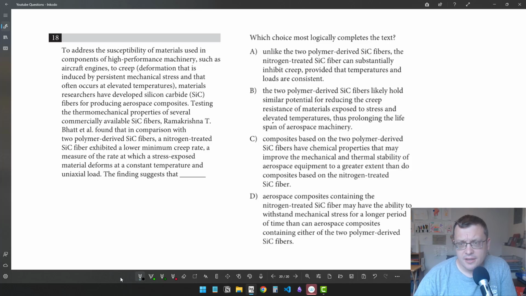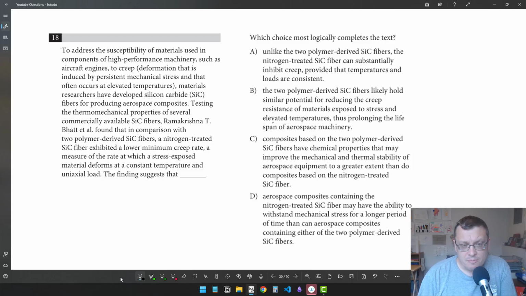Number 18, this time we have a logical completion question and some pretty complicated terminology in the text and the choices. So let's just try to figure out what's the basic idea or relationship between these terms. We're not necessarily going to understand the science on some deep level here, but it's about understanding the relationships and ultimately the claim that's being made.